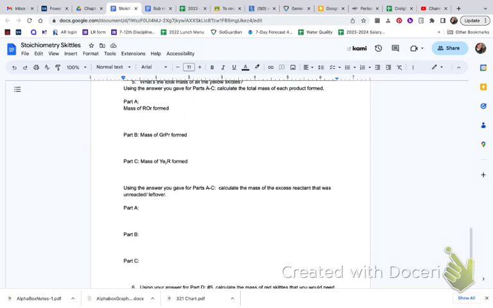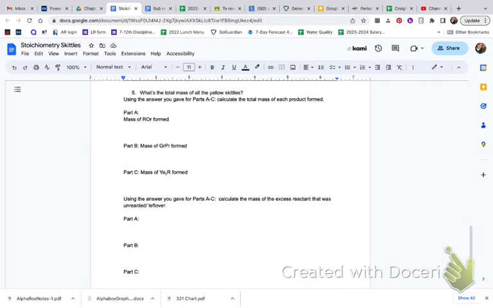Okay, for part, I guess that we're calling this part A again. I don't know why. They want you to find the total mass of each product formed. So just like you would calculate a molar mass for a compound, you can calculate the Skittle mass for a compound by combining the Skittle masses for each of the substances.